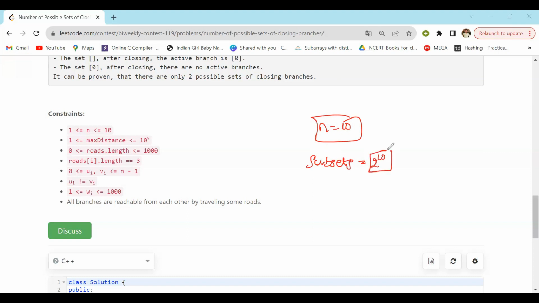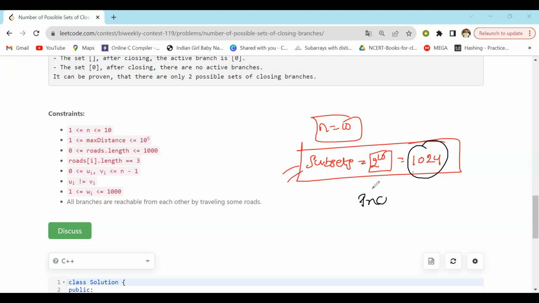Subsets. 1024, right? So we can consider all the subsets. Basic permutation combination, right? So we can make all the subsets of a given set. If we consider all the subsets, now for each subset, what is the issue?